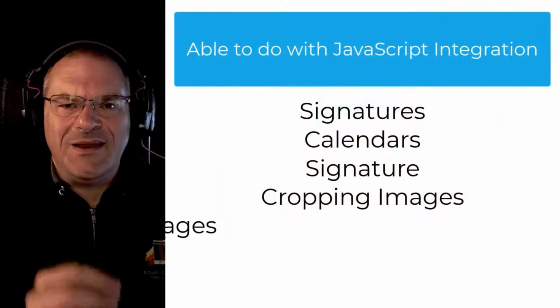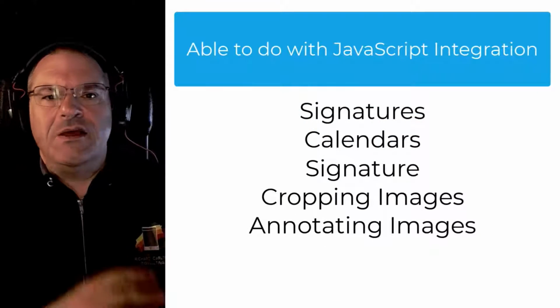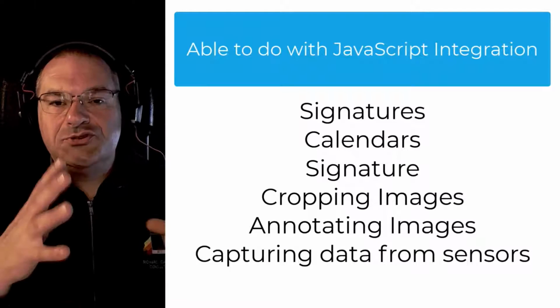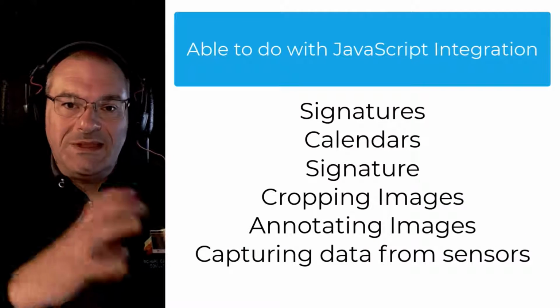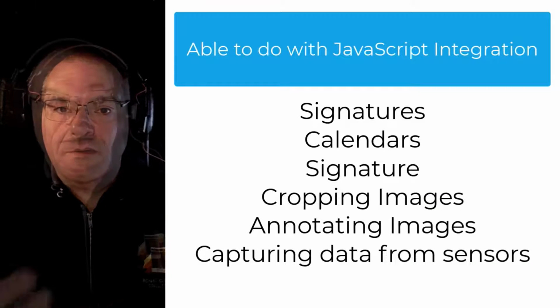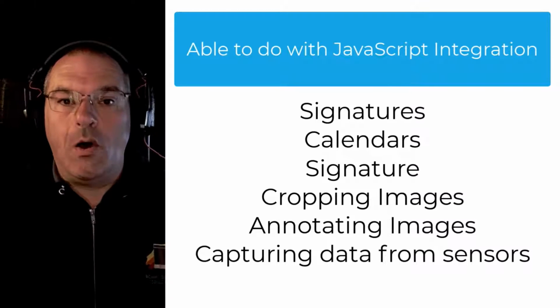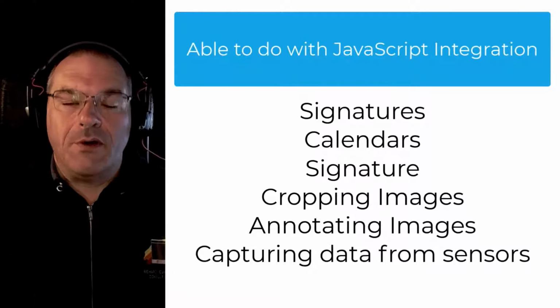What about annotating on top of an image? What about using sensors to capture data? You can do all that through JavaScript, and the JavaScript lives inside that web viewer. So it allows the FileMaker platform and Claris to expand all the capabilities of what the product does.